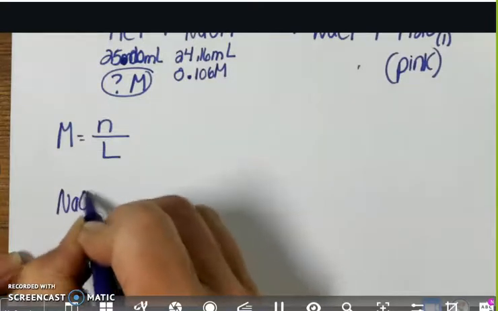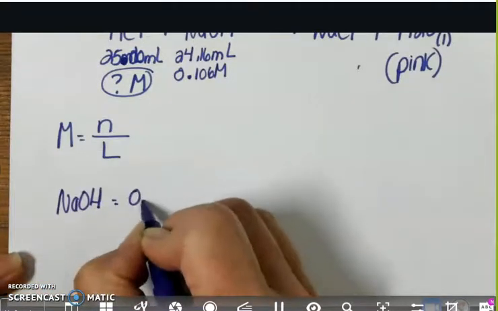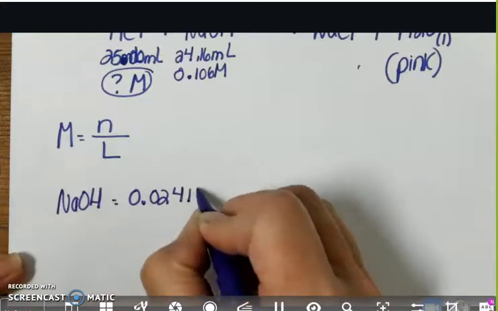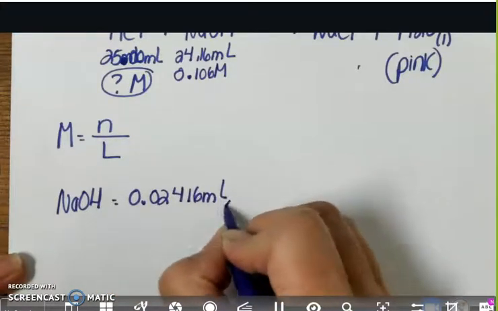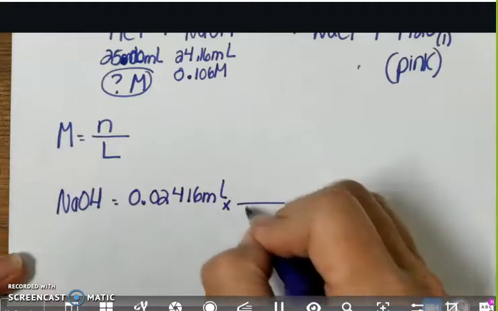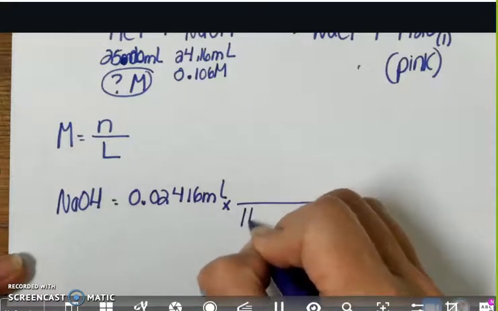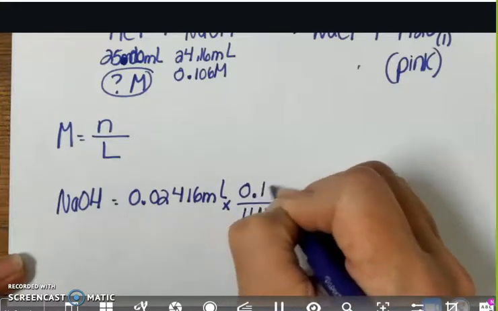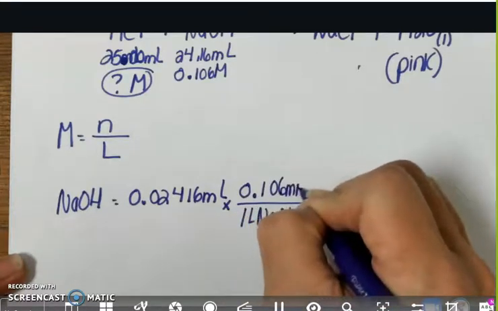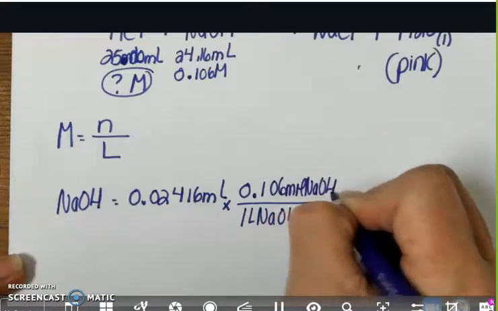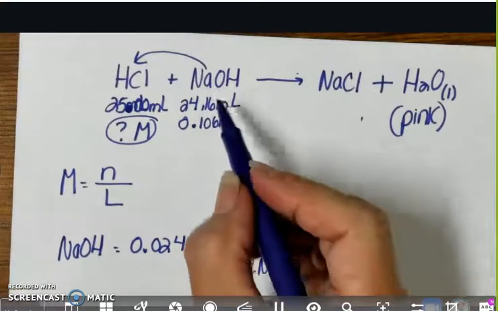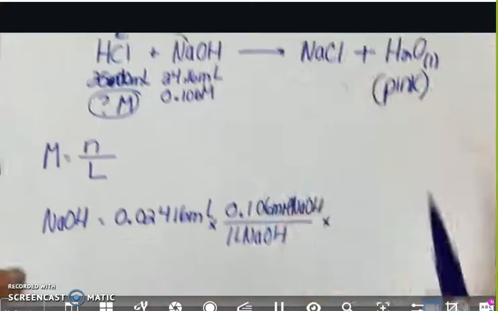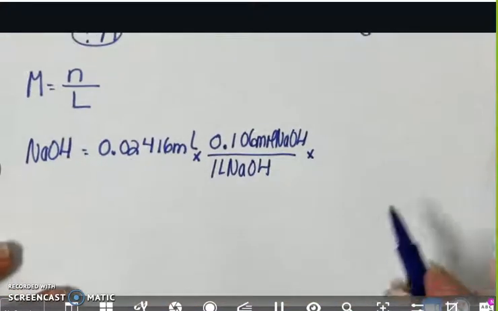Very good. Sodium hydroxide is 0.02416 liters, and I've got 1 liter of sodium hydroxide is 0.106 mole sodium hydroxide. And just like he said, I'm just going to go from moles of this to moles of that. Yes, for this you can.